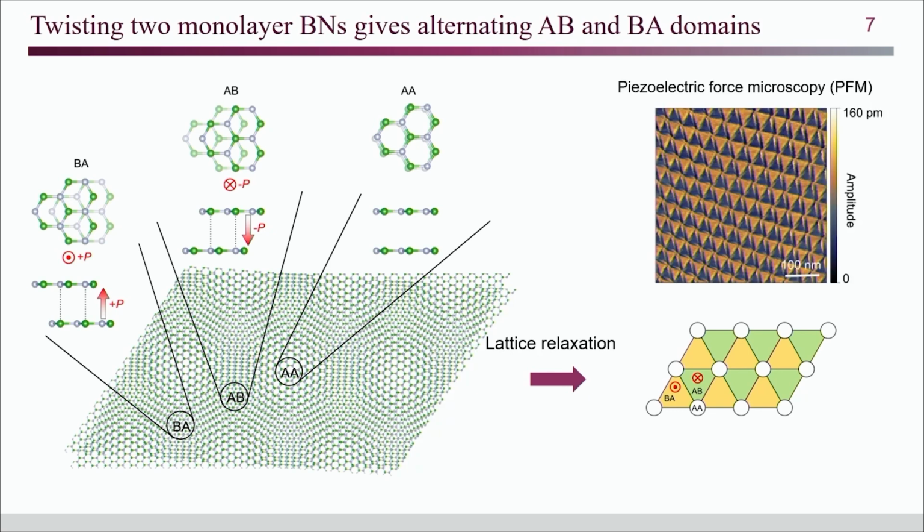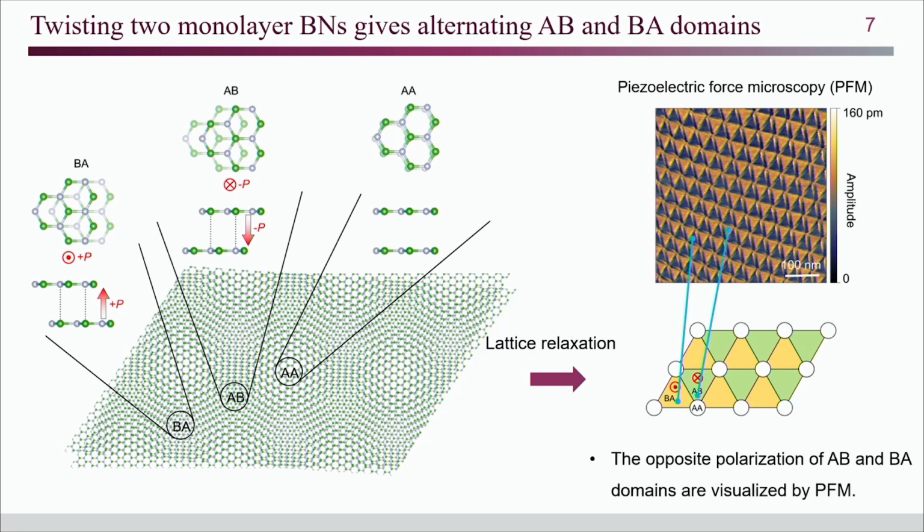So this is exactly what we discovered in the experiment using piezoelectric force microscopy. We see that there are alternating triangles pointing upward and downward, and the adjacent two have the opposite contrast, which means that they have opposite out-of-plane polarization, pointing to the AB and BA.